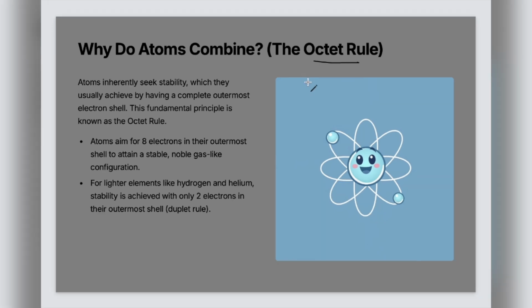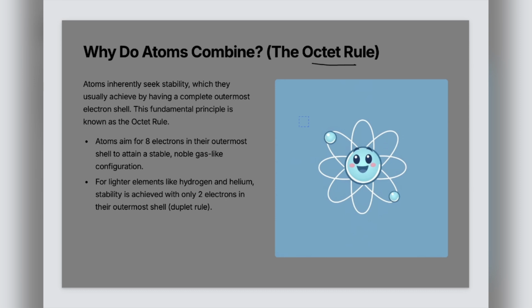The octet rule is a basic rule in chemistry that explains why atoms combine the way they do. According to the octet rule, atoms try to have 8 electrons in the outermost shell to become stable, just like noble gases. This makes them chemically stable and less reactive. That's why atoms either lose, gain, or share electrons to complete their octet.